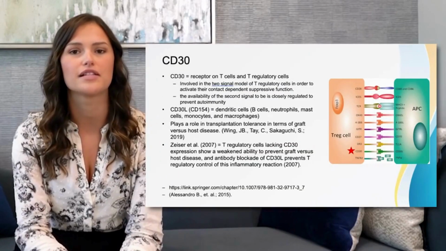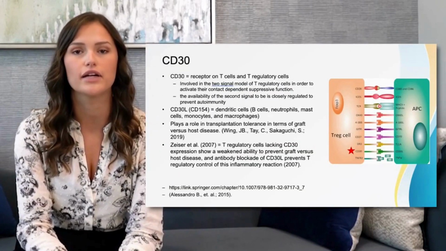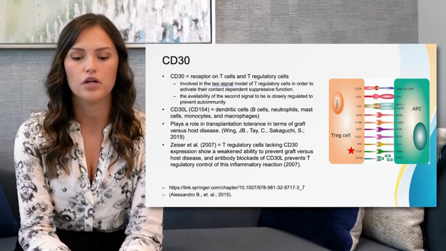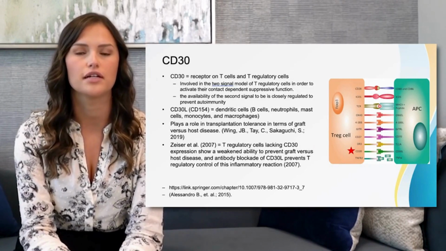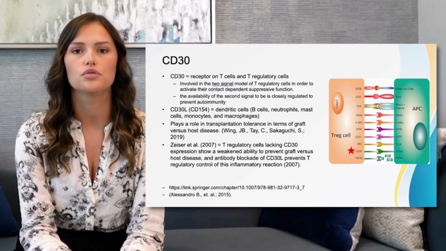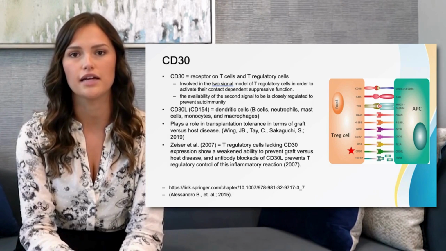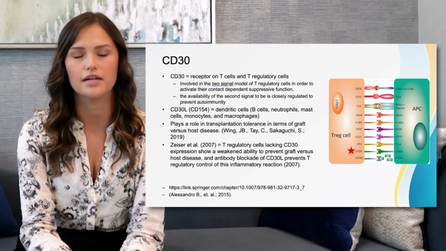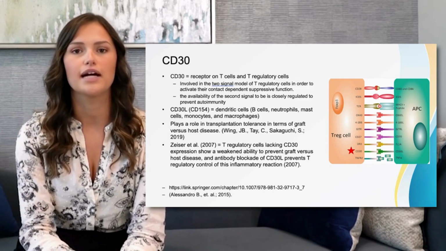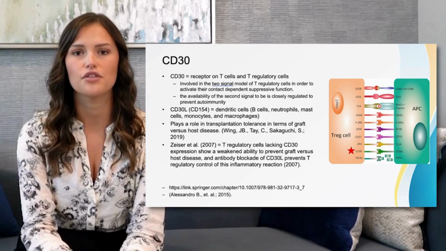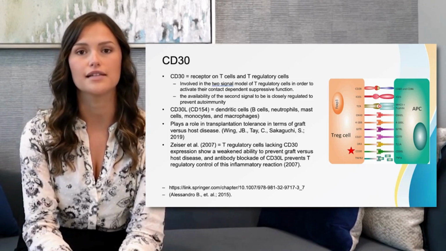Hello everyone, thank you for having me. To start, I'd like to touch on a little bit of background about my study. CD30 is a receptor that's found on both T cells and T regulatory cells. Its function is particularly involved in the two-signal model to start inflammatory and anti-inflammatory processes within the body. It does this by interacting with its co-receptor CD30L, which is found on dendritic cells.